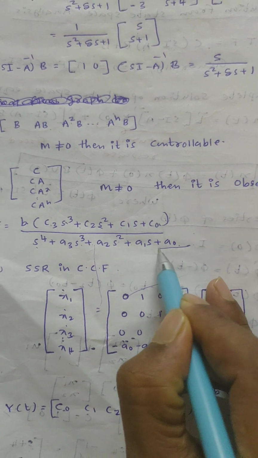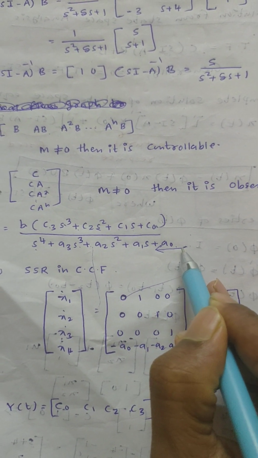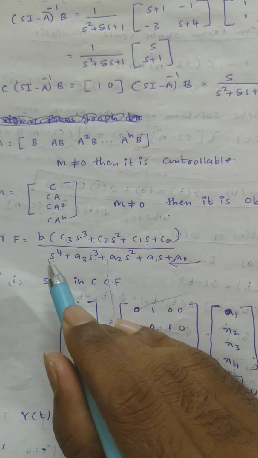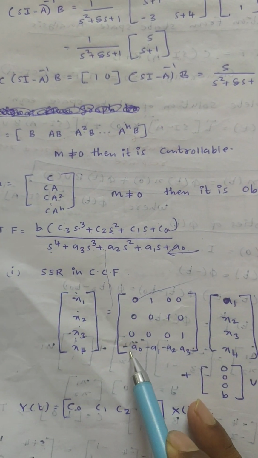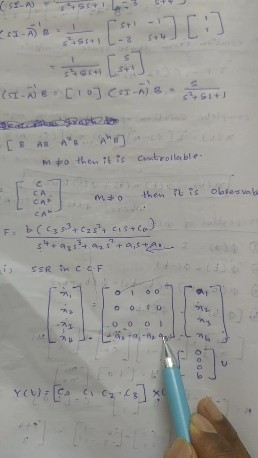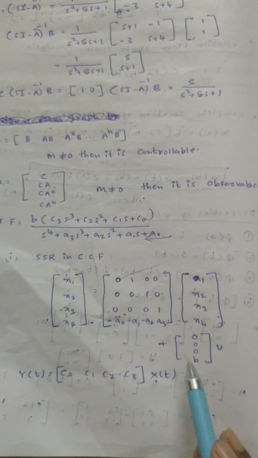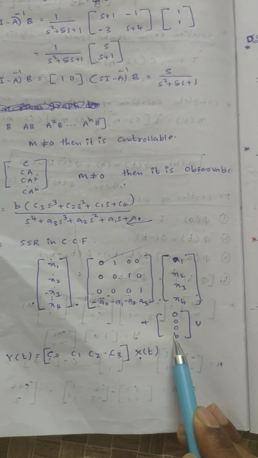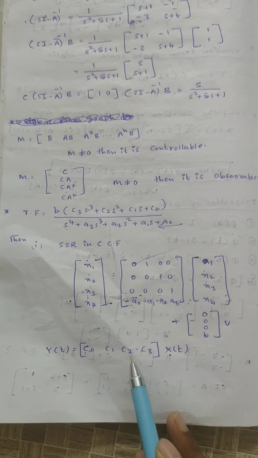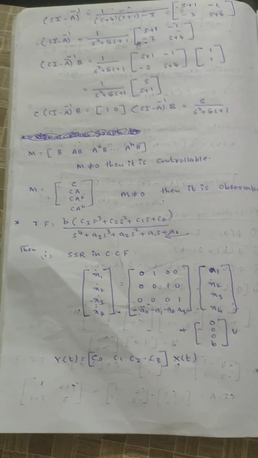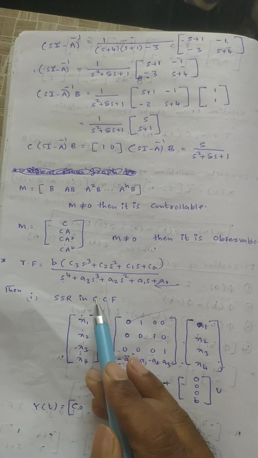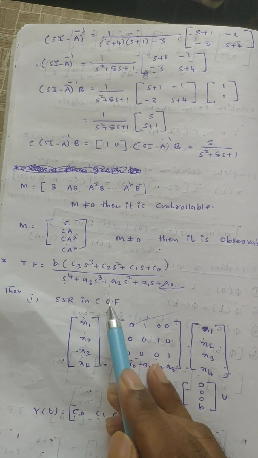you can write these parameters from the right hand side to the left hand side by giving a negative sign. See here: minus a naught, minus a1, minus a2, minus a3. Next, this x4 dot only has the input u of t. After that, y of t is equal to c0, c1, c2, c3. In this way we can represent the controllable canonical form.